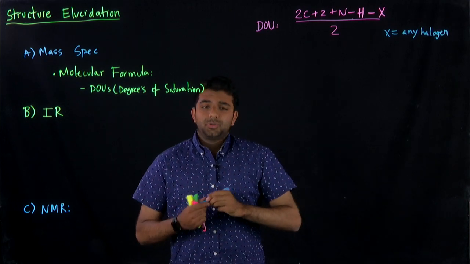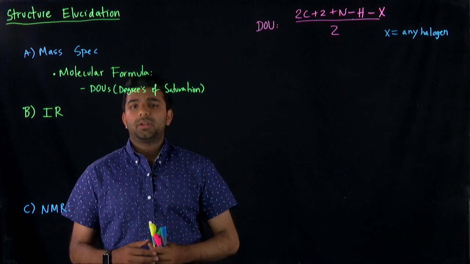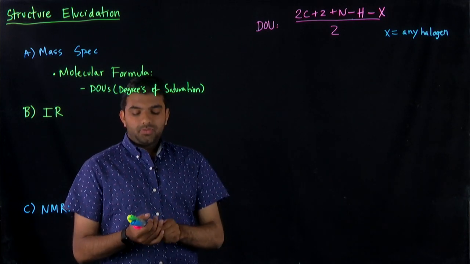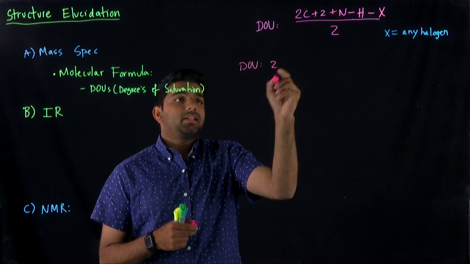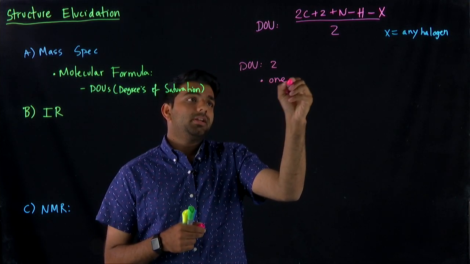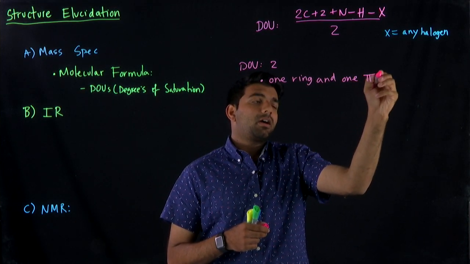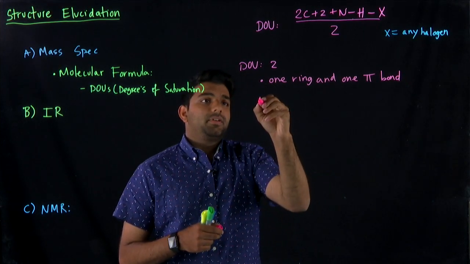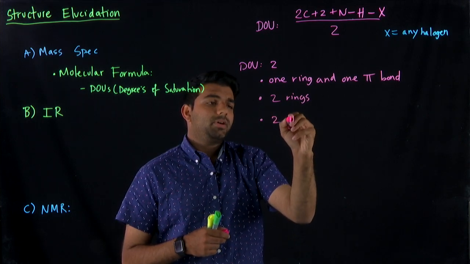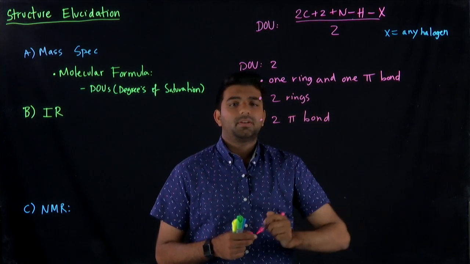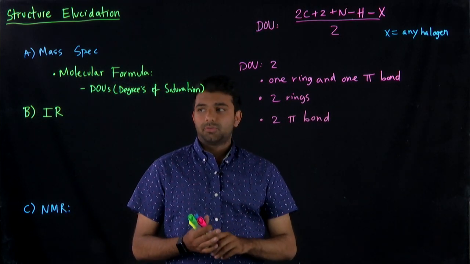Okay? So do keep in mind, the DOUs don't tell you specifically if you have a ring or a pi bond, but it tells you the summation of both. So if you have a DOU of 2, for example, that could mean you have 1 ring and 1 pi bond. It can mean you have 2 rings, or it can mean you have 2 pi bonds. So just keep in mind, it doesn't tell you the specific type of unsaturation. It's a summation of either a ring or a pi bond, or each individual one.